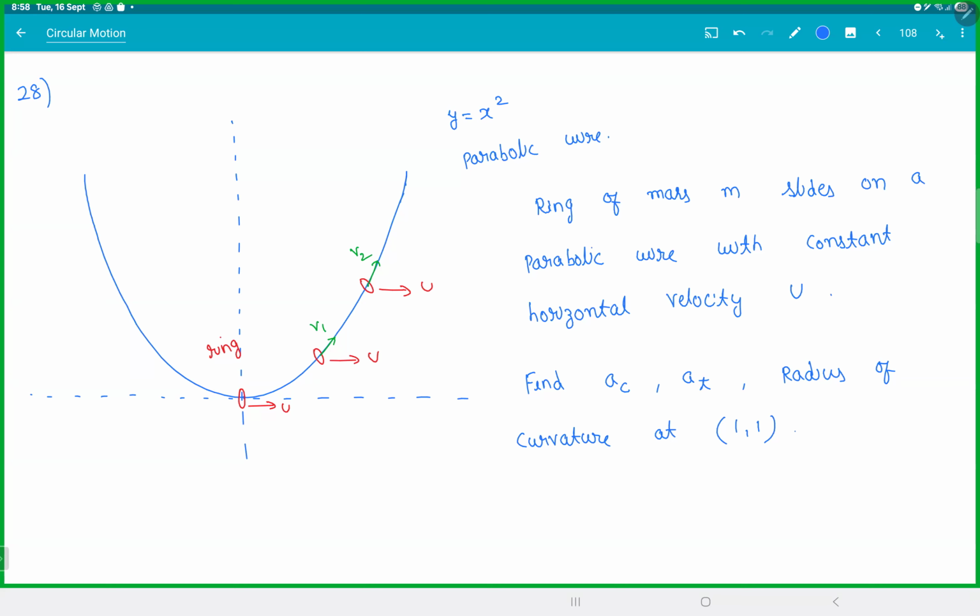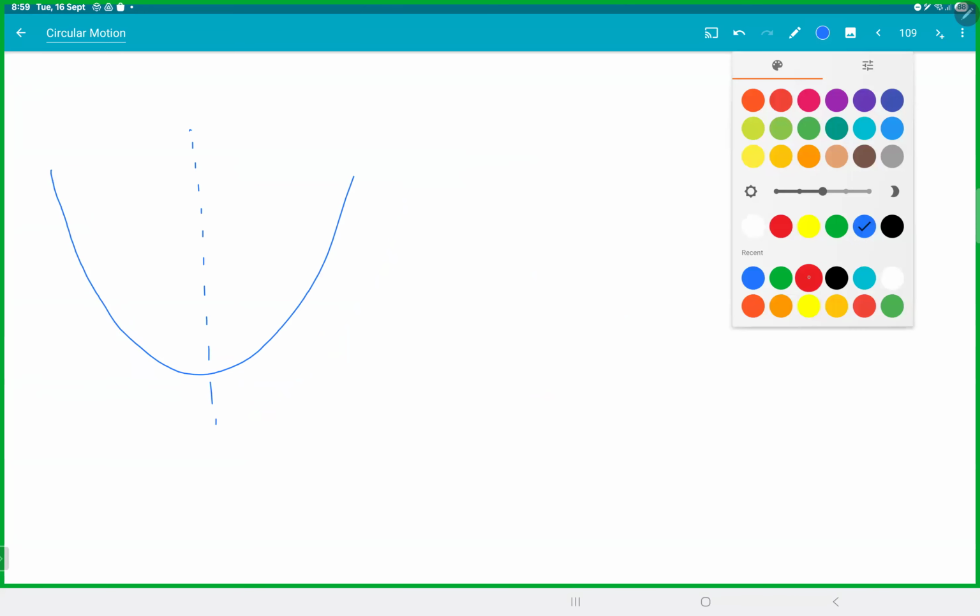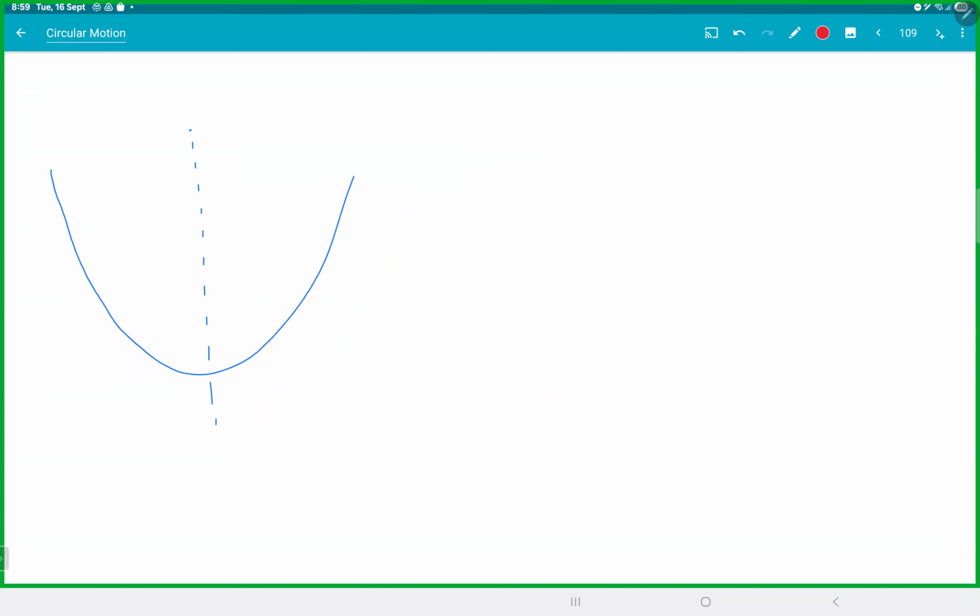Okay, people got different answers. Okay, let's see. So this ring, when it is going, now there is one thing that is given: the horizontal velocity is constant. Great. So your horizontal velocity Vx is u. Vy, we don't know. So that is giving you the net speed V actually.